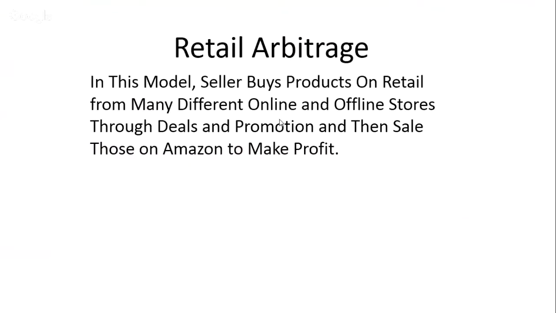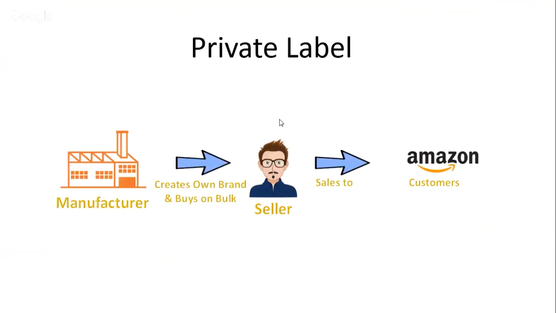So we will not be focusing either on wholesale nor on arbitrage. Our model is the private label model. What is this private label model? Private label model, or white label, as you say, is basically you find a manufacturer, and you create your own brand, buy in bulk and sell it on Amazon. That's basically the model.